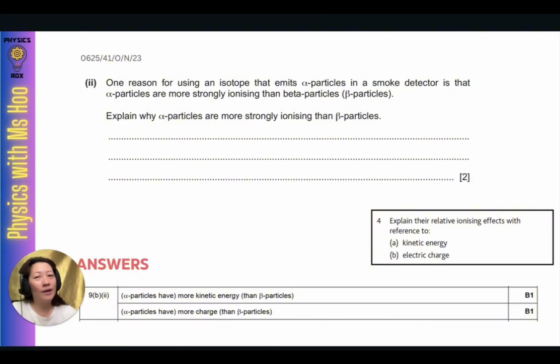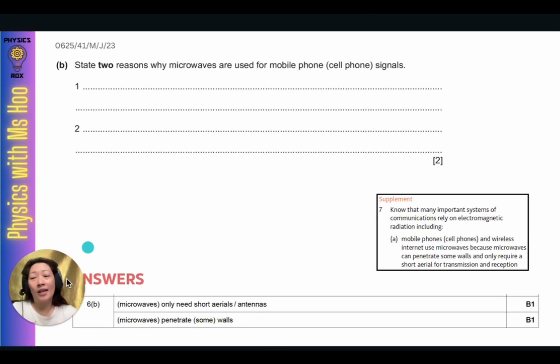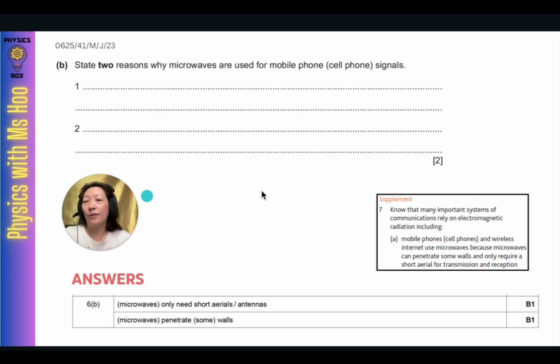Let's go through a few more examples of reference to the syllabus guide. This is an extract from the summer 2023 paper variant 1. State 2 reasons why microwaves are used for mobile phone or cell phone signals. You don't have to crack your head for this answer. Just think about, oh, microwaves are higher frequency radio waves, and try to figure out how that fits in. You don't need to overthink it. Why? Because the answers are right there in the syllabus guide.